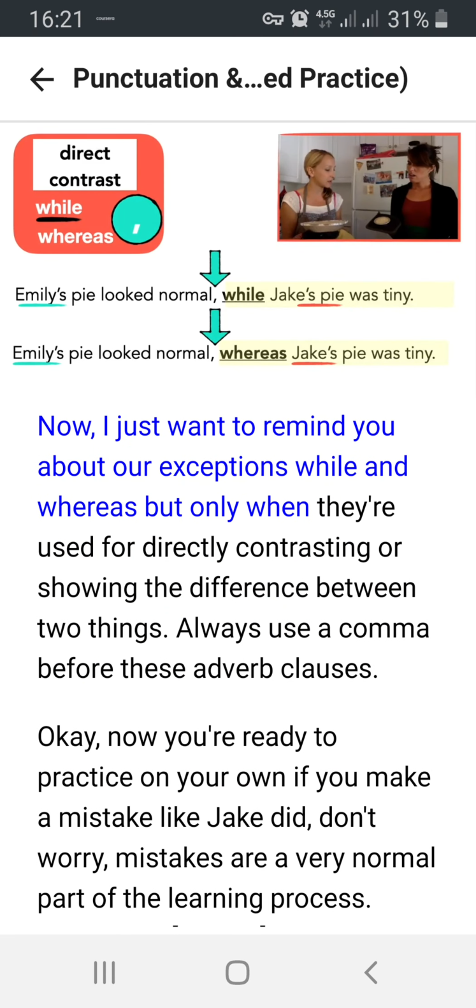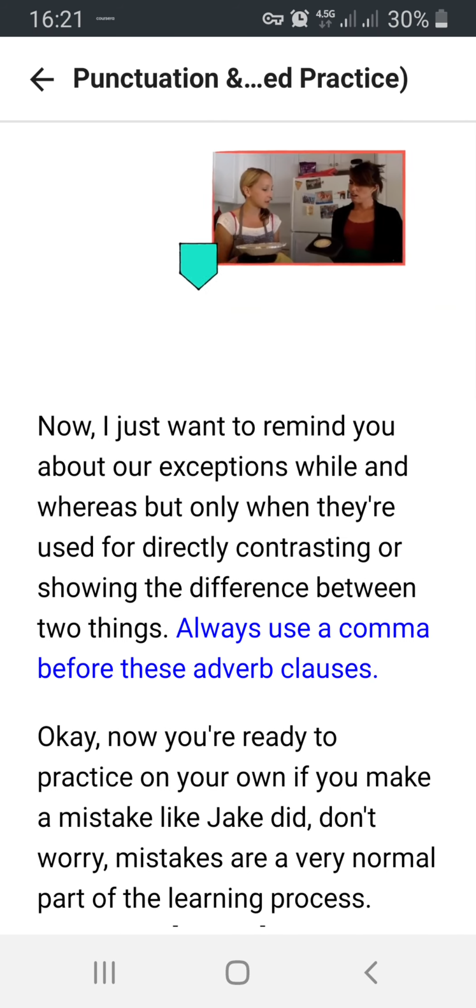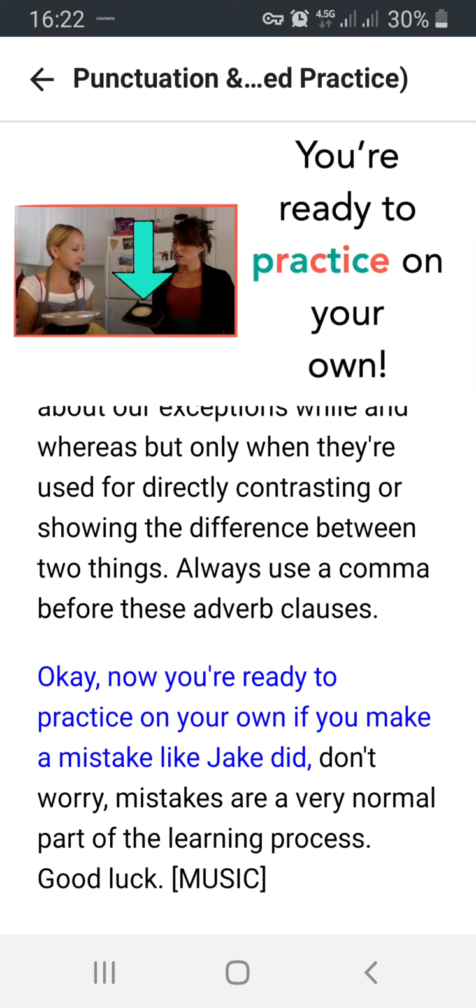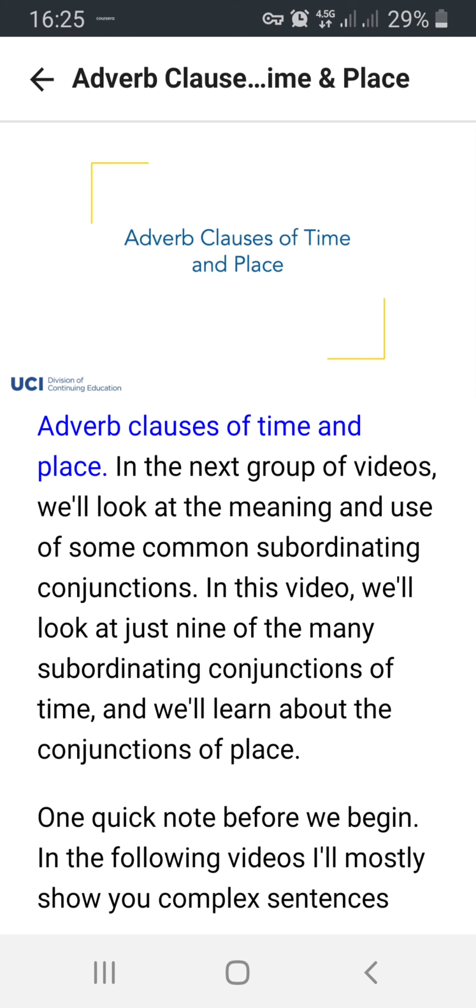Now, I just want to remind you about our exceptions, while and whereas, but only when they're used for directly contrasting or showing the difference between two things. Always use a comma before these adverb clauses. Okay, now you're ready to practice on your own. If you make a mistake, like Jake did, don't worry.